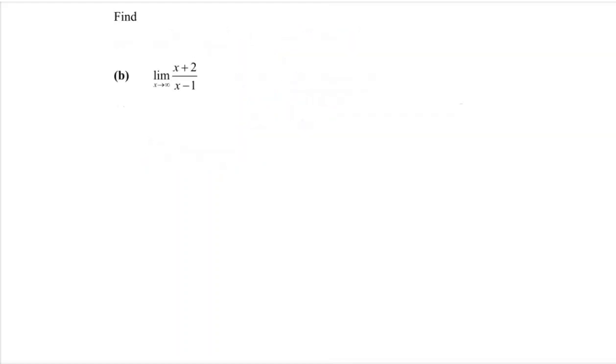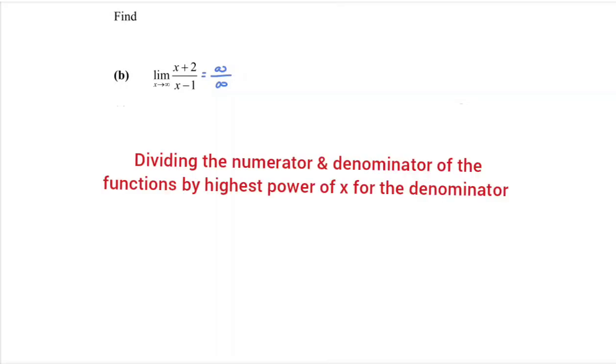Next, kindly refer to situation B. Limit when x approaches infinity for the function (x plus 2) over (x minus 1). If we substitute, we will have infinity over infinity, which is an indeterminate form. So the strategy would be to divide by the highest power of the denominator. Here we have x, so kindly divide by x.